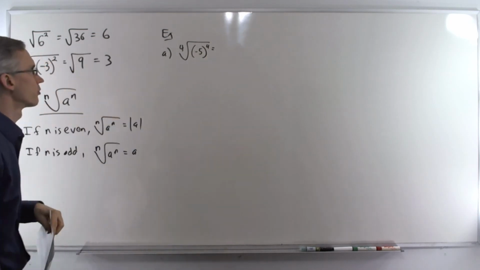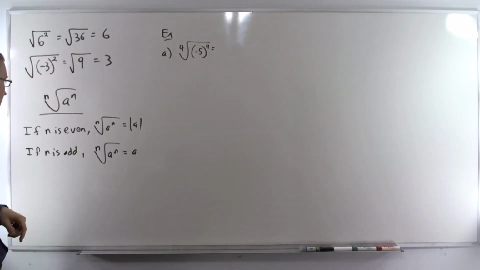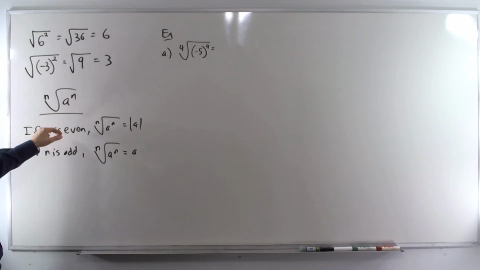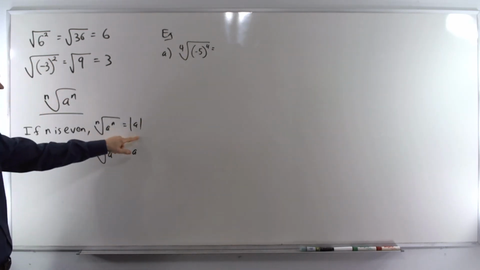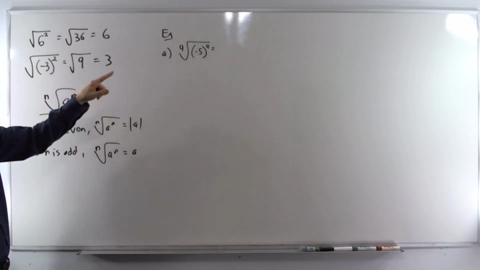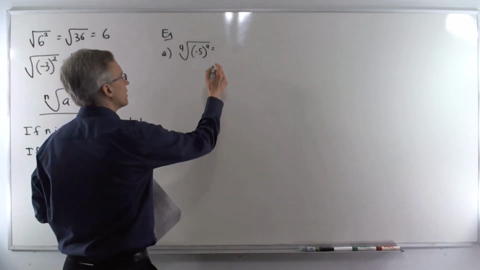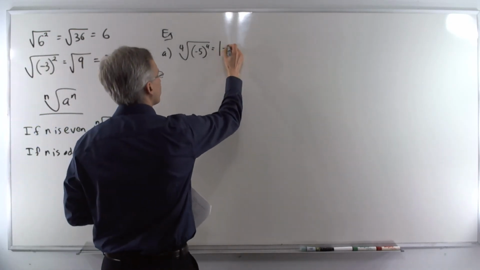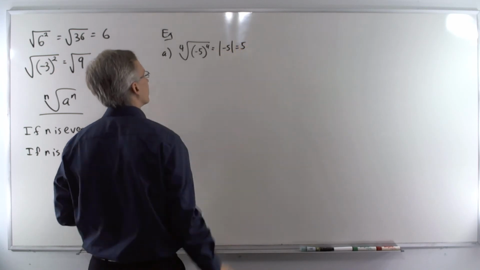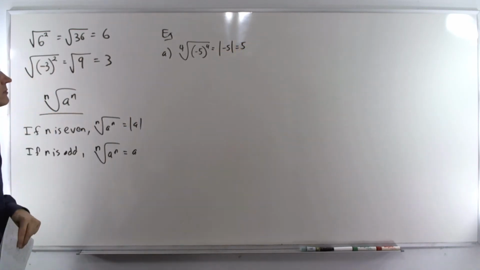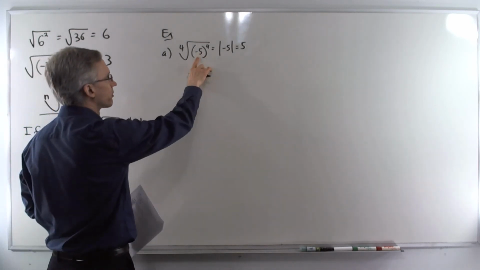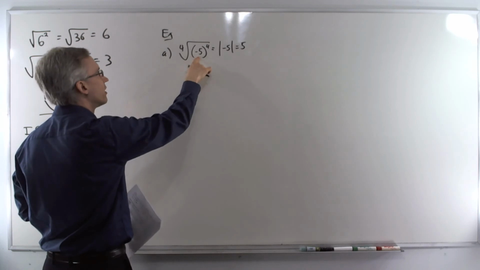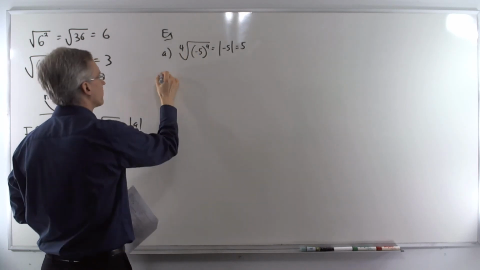All right, so fourth root of negative 5 to the fourth power. So n is even, all right, an even index. So that means we have to use this version. So the nth root of a to the n is absolute value of a. So this would be the absolute value of negative 5, which is 5. All right, so what we get here is if we took negative 5 to the fourth power, we get positive 625. Fourth root of that is 5.